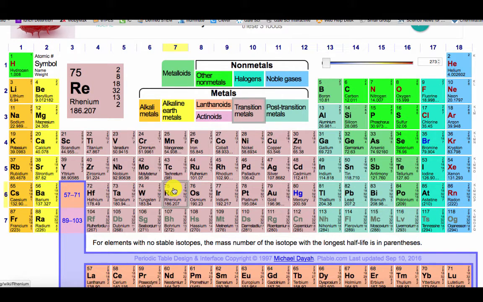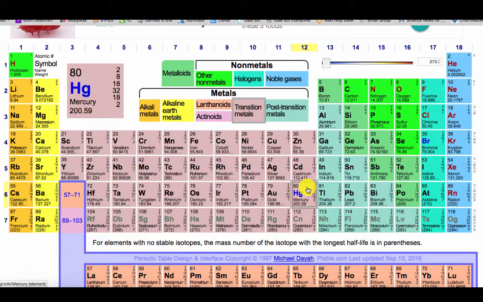Metals are usually really good conductors of heat and electricity. They're shiny. They usually are malleable. They can bend without breaking. Most of them are solid at room temperature except for Hg, which is mercury. Mercury is a liquid at room temperature, and mercury is right there, number 80 on the periodic table. And most metals are ductile, which means they can be pulled out into long wires and things like that.